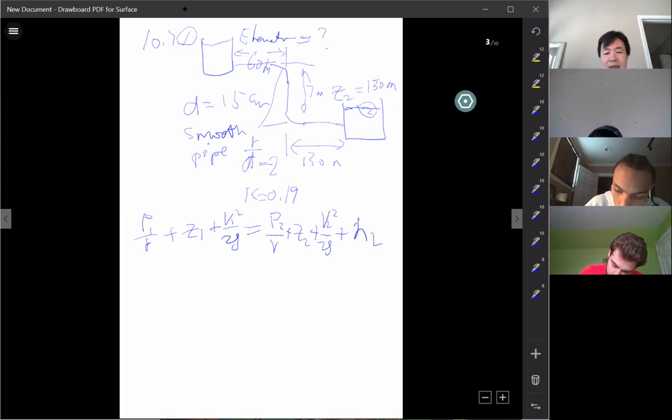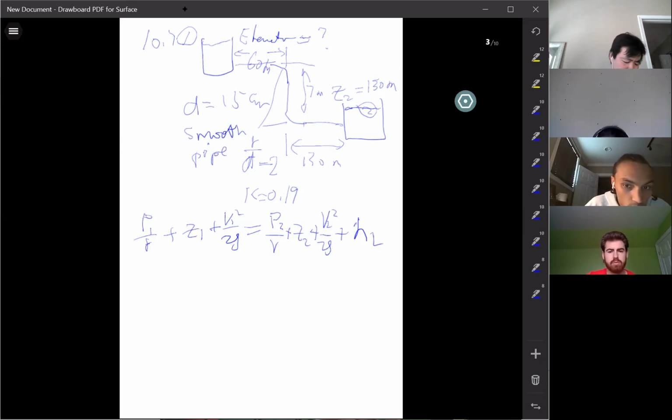Okay. So we definitely have the loss here. So what is zeros? Anything 0 in this equation? They're open tanks, right? Yeah, open tanks, both of them.